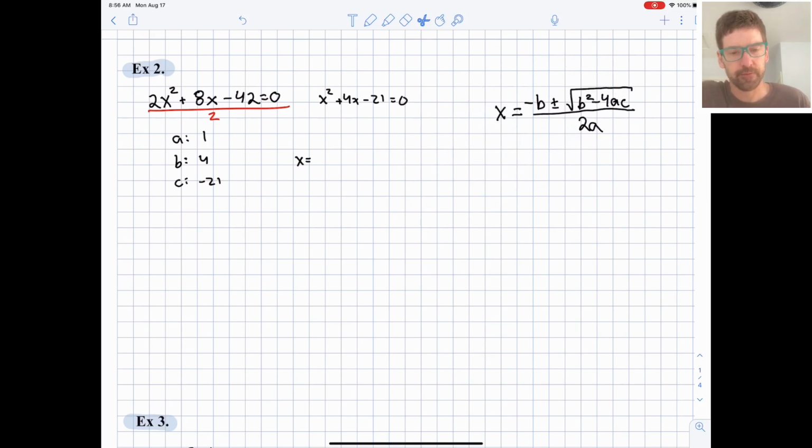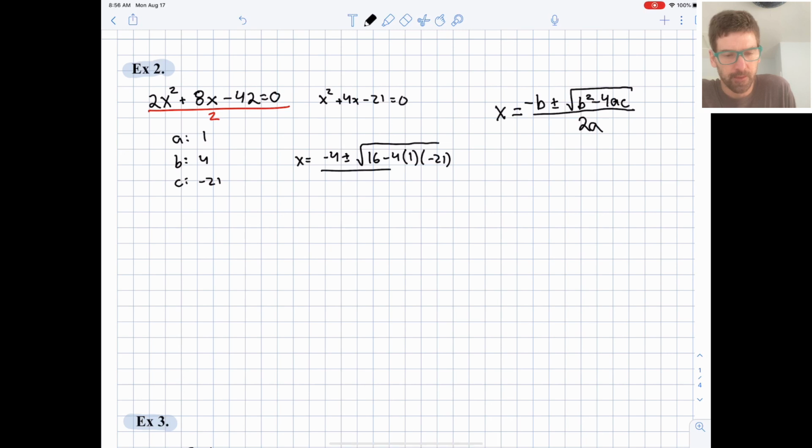Okay, so we're just using that formula there. x is equal to negative b, so negative negative 4, plus or minus a big square root sign. Now b squared, and some of this we can do in our head if we're confident about it, so just turn that b squared right away into a 16, minus 4 times a, which is 1, times c, which is negative 21, all over 2 times 1, which is 2.